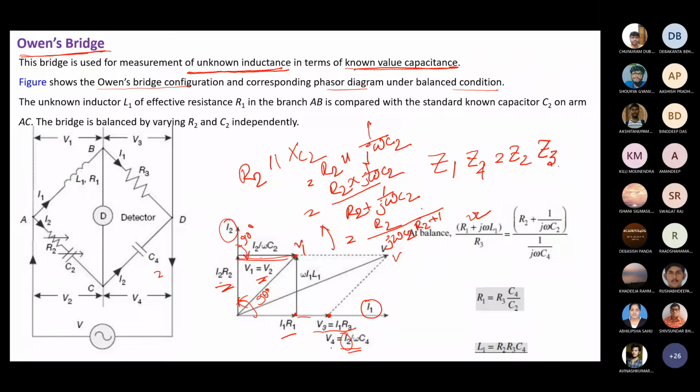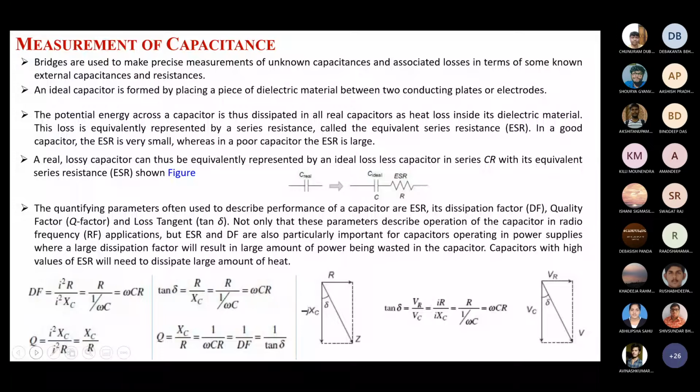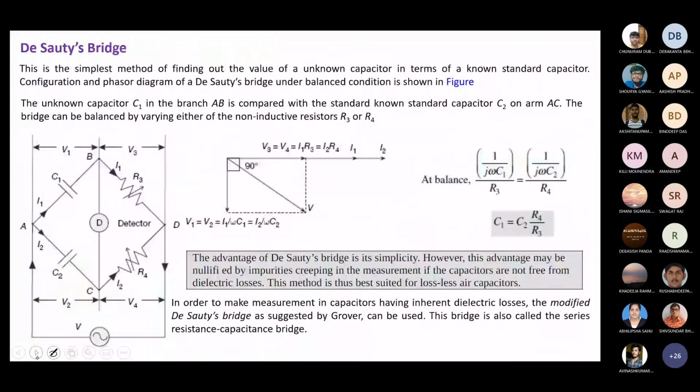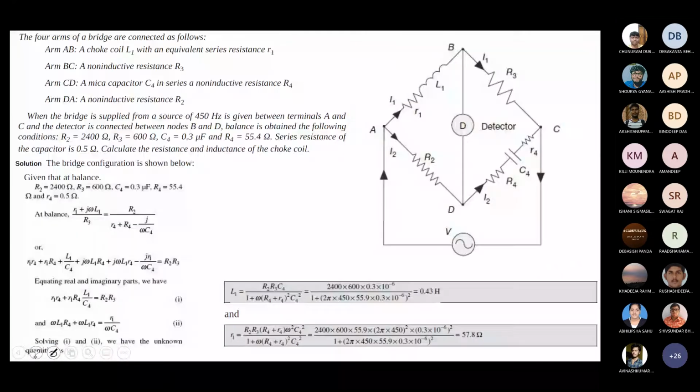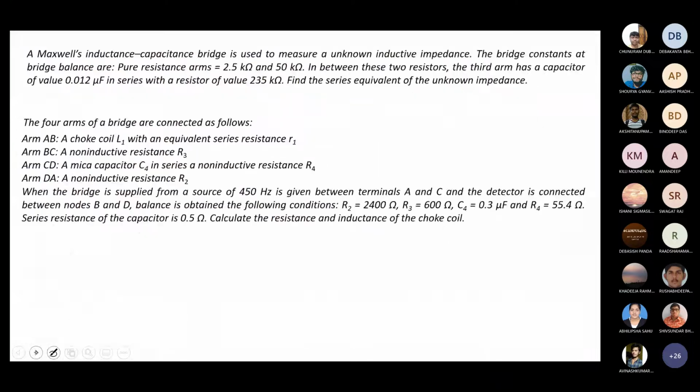For balance condition, varying R2 and C4 independently, we are able to find the values of R1 and L1. After that, you can calculate Q equals omega L1 by R1. Replacing the values, you will get the value of Q. After that comes the measurement of capacitance. A few portions are left, so measurement of capacitance I will discuss in my next class.